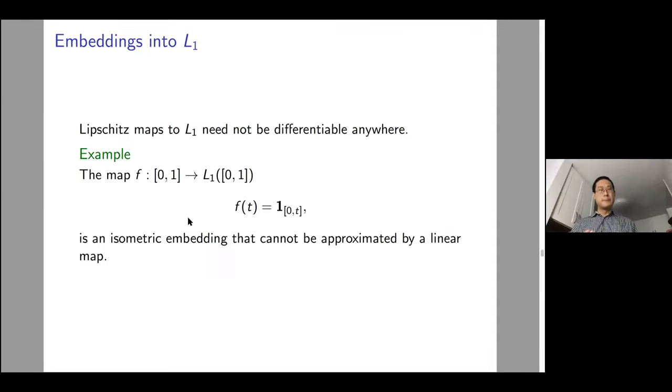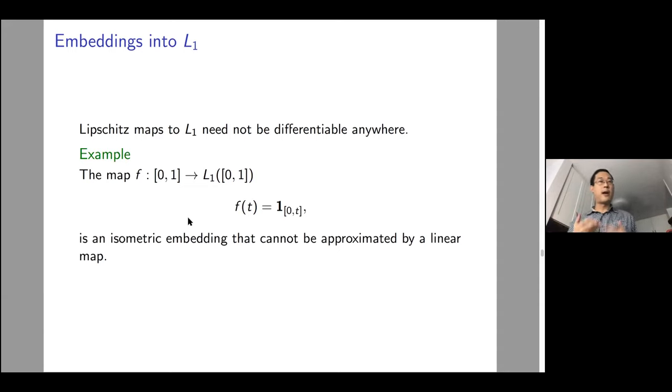In fact, we talked about bumpy curves before, curves that are never close to a linear function. This is an example of a sort of infinitely bumpy curve, because this is never close to a linear function. So this at least opens the possibility of constructing embeddings of the Heisenberg group into L1 that have less distortion than embeddings of the Heisenberg group into other Banach spaces.